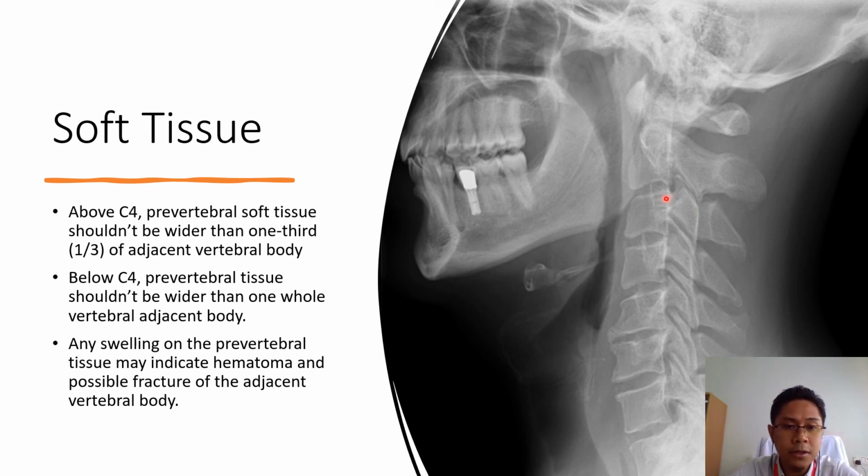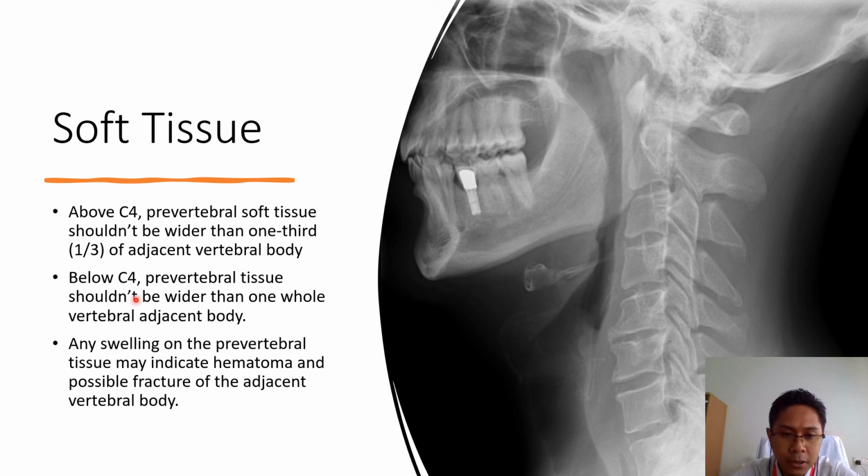So what we do is we look at the width of this soft tissue. The rule is: above C4, that is C1 until C4, the prevertebral soft tissue shouldn't be more than 1/3 of the adjacent vertebral body. If its width is more than 1/3 of the adjacent vertebral body, then it might indicate a swelling. This prevertebral soft tissue swelling might indicate an adjacent vertebral body fracture because of the hematoma formed by the direct impact and also injury to the bone.